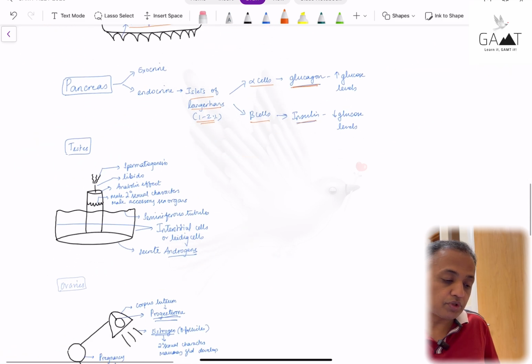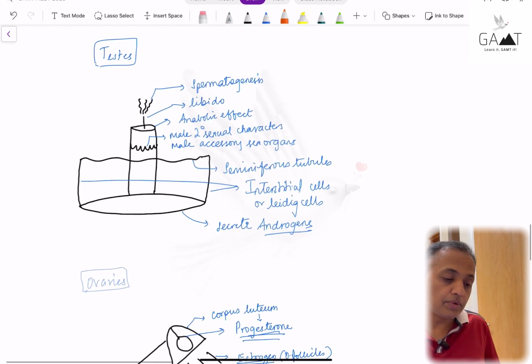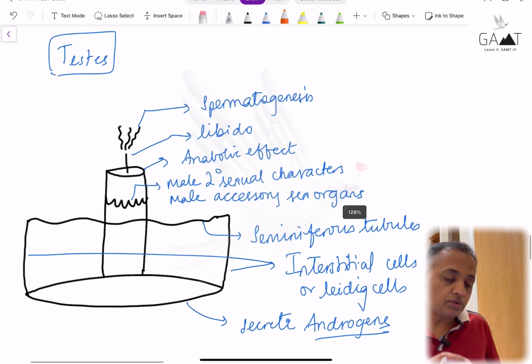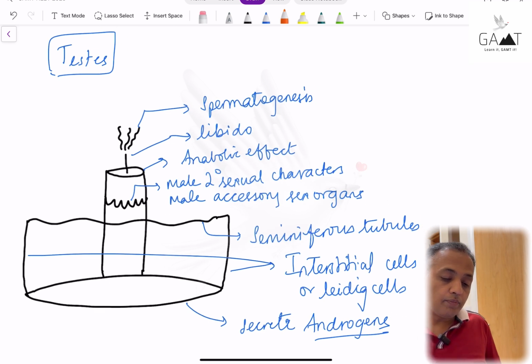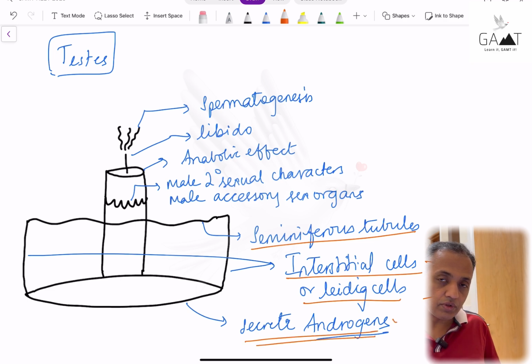All right, so next we're going to come to testes and ovaries, the genital organs, so the gonads. The testis has two types of tissue: seminiferous tissue and the interstitial tissue, that's interstitial cells or Leydig cells. The interstitial cells or Leydig cells secrete androgens. Okay, so that's important.